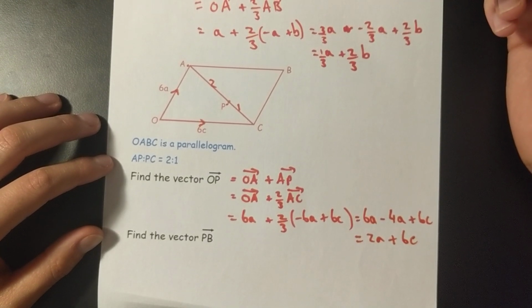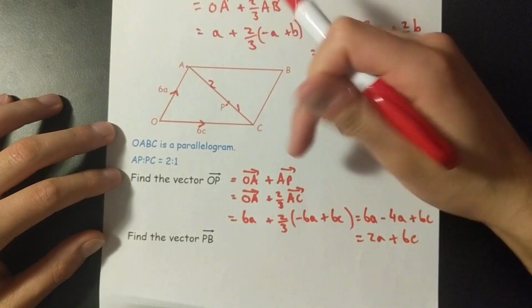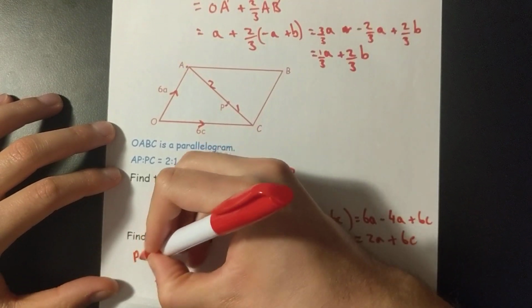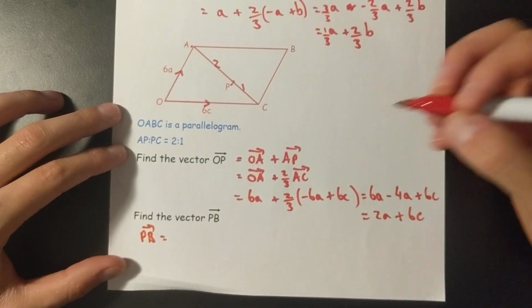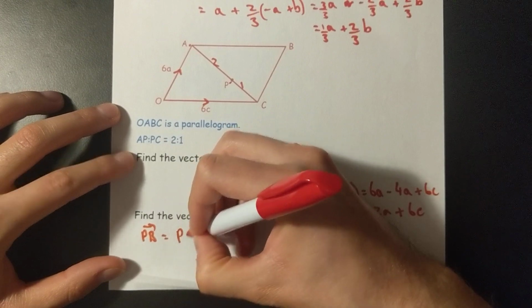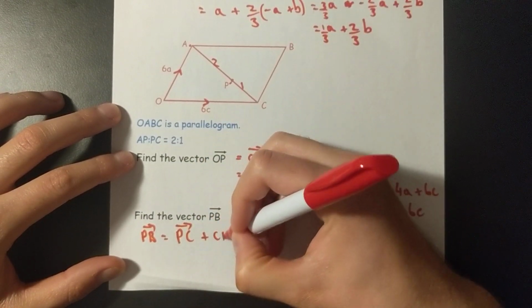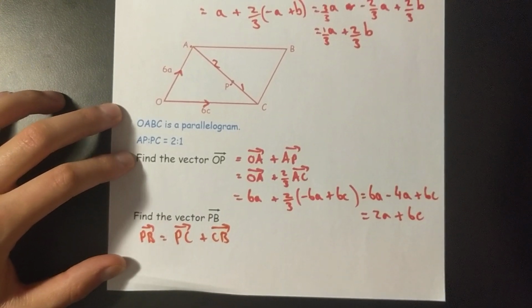So, you know what? I've already used A to C, going in that direction. So let's do P to C. Let's keep the same direction. So I'm going to say P to B is P to C, and then C to B. Again, more than one way of doing it, but the answers will simplify down to the same thing anyway.